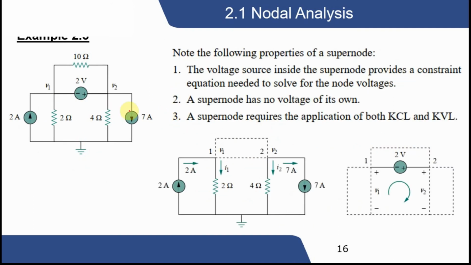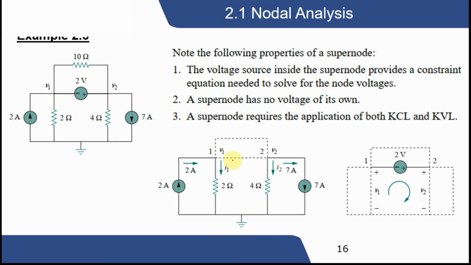First, let's make these nodes a single node. This one we make a single node. As I showed you, we short the voltage source and this becomes a single node. So what are the currents entering this node? This is entering, this is leaving, this is leaving, and this is also leaving. So 2 amperes is entering, and the rest of the currents are leaving.